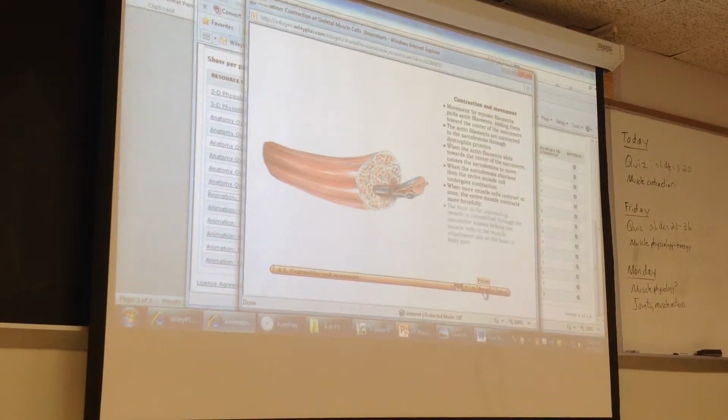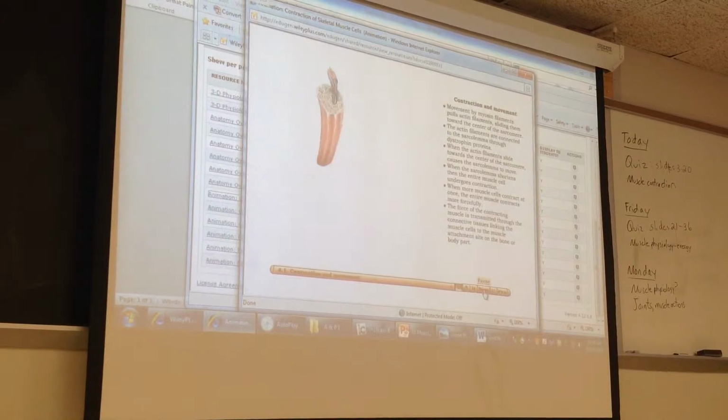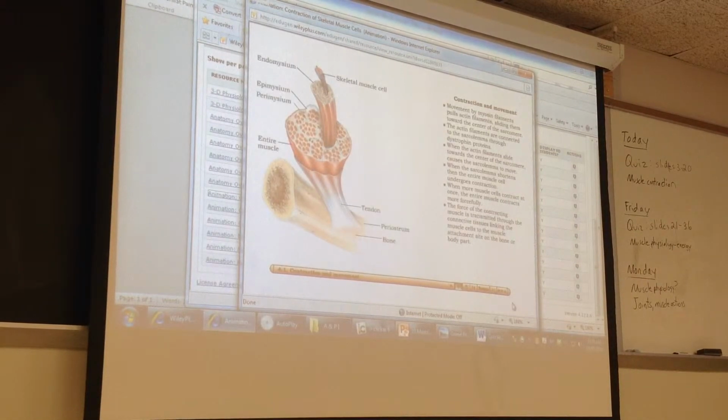The force of the contracting muscle is transmitted through the connective tissues of the skeletal muscle to the periosteum of a bone. The contraction proceeds in a manner that brings the insertion toward the origin.